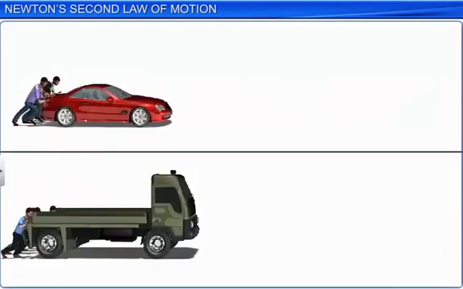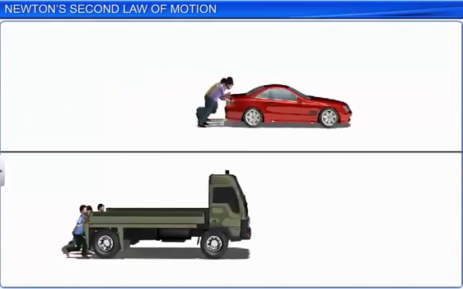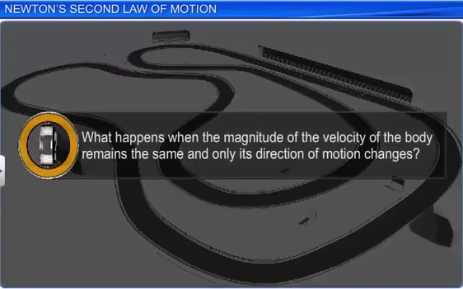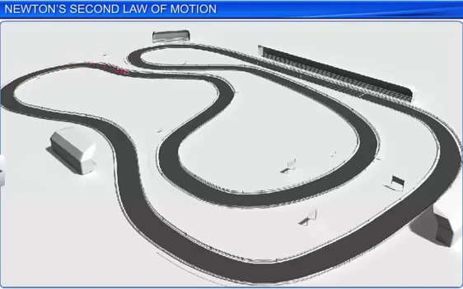In these examples, there was a change in momentum due to a change in magnitude of the velocity of the body. There was no change in the direction of motion of the body. What happens when the magnitude of the velocity of the body remains the same and only its direction of motion changes? Since the velocity vector changes direction continuously, the momentum vector also changes direction continuously, and this change requires some force.